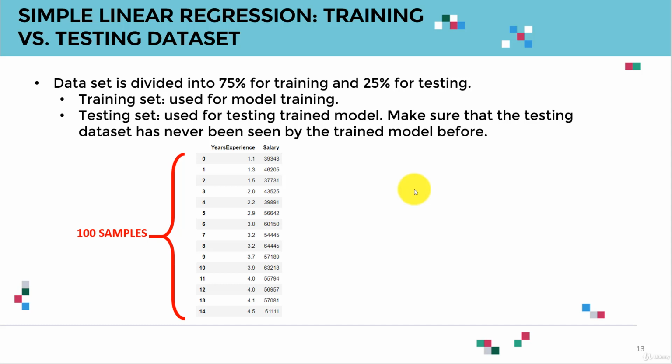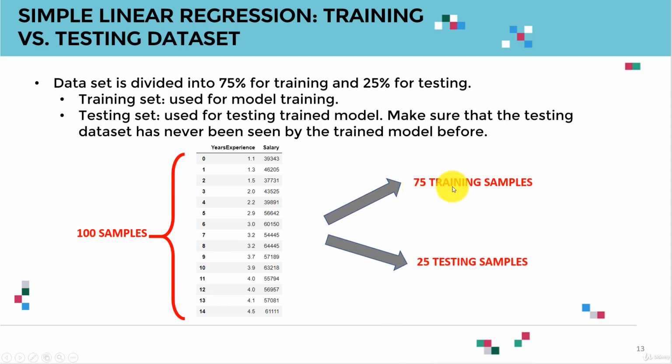what we do in general is that we take our data. This is all the data that we collected, which is the number of years of experience and the salary. And we divide that data into what we call training data and testing data. For example, let's assume that I have 100 samples. As a rule of thumb, we divide the data into 75% for training, so in this case I would have 75 training samples. And we divide the rest, which is 25 data samples, for testing.